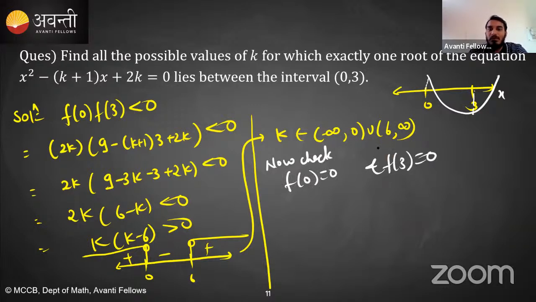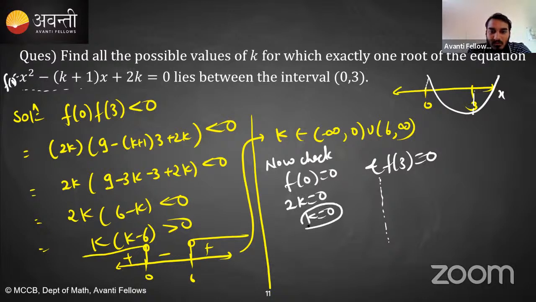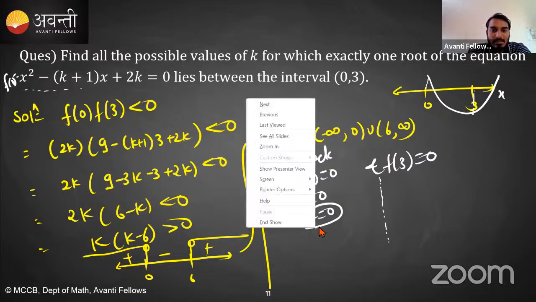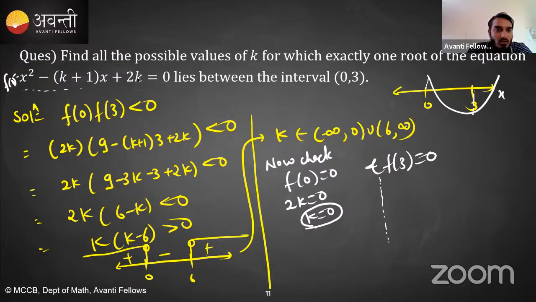Now check if x equal to 0 is one of the roots, then what happens? So I'm checking for f of 0 equal to 0. Tell me if f of 0 is equal to 0. Now what is the expression? Let's call this expression f of x. So put x equal to 0, it means 2k equal to 0. It means k equal to 0, right? So now if k is equal to 0, then put k equal to 0 in the original expression.